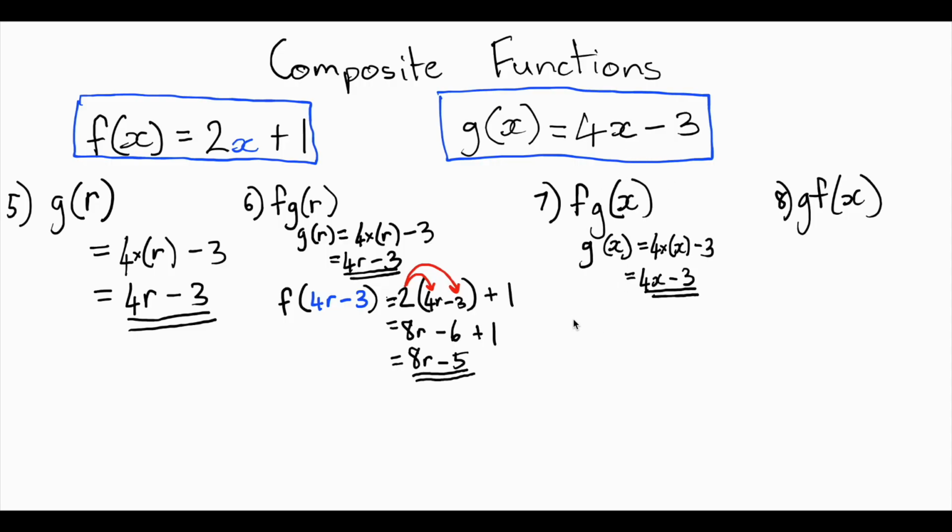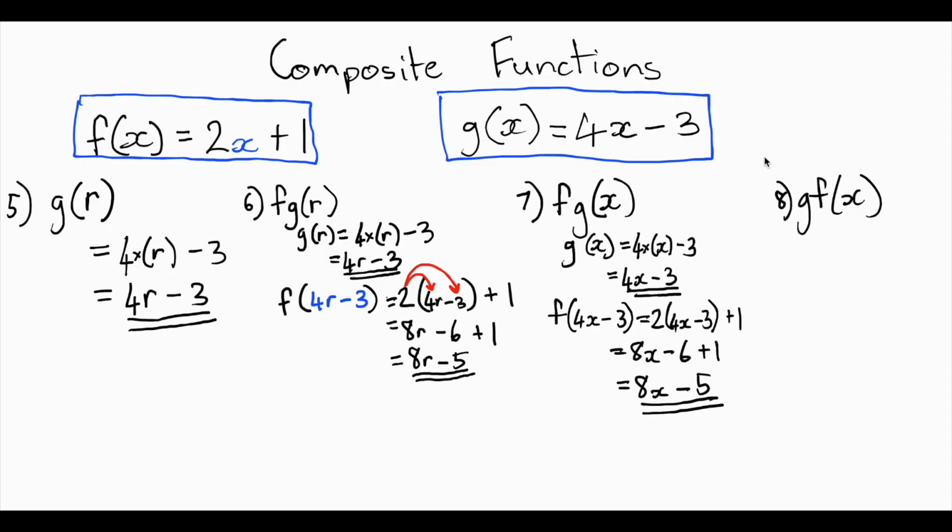And then we put it inside of f now. So 4x minus 3, and that will be equal to 2. So we substitute this x with the output of g of x. So then we'll have 2 open brackets 4x minus 3, close brackets, plus 1. So then when we work that out, we'll have 2 times 4x, which is 8x, and 2 times minus 3 is minus 6, plus 1. So therefore we'll have 8x minus 6 plus 1, which is minus 5. So the answer is 8x minus 5. So let's see what y'all get for gf of x.